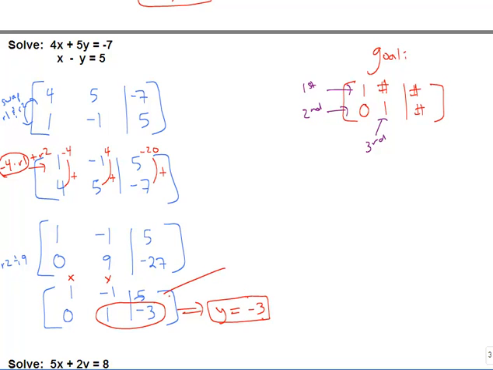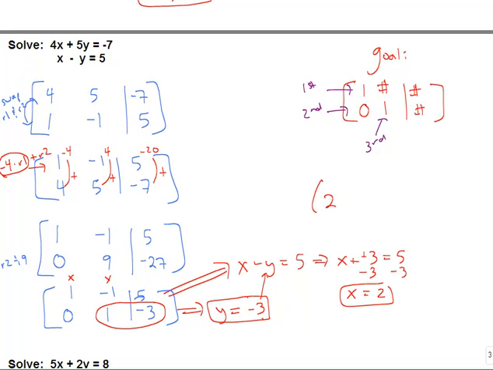So to get x, we're going to back up one row, translate this back into an equation. So I need 1x minus 1y equals 5. And we can now substitute in what y was equal to. So this becomes x minus negative 3 equals 5, or x plus 3 equals 5. So if I subtract 3, we get x is 2. So our final answer, 2, negative 3.